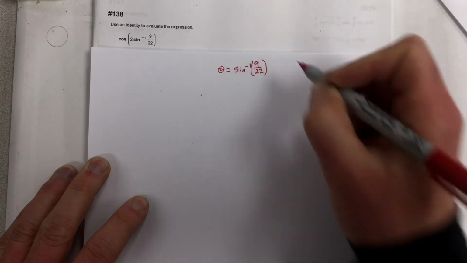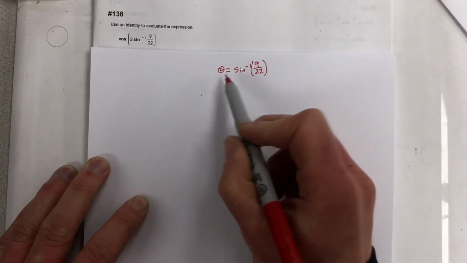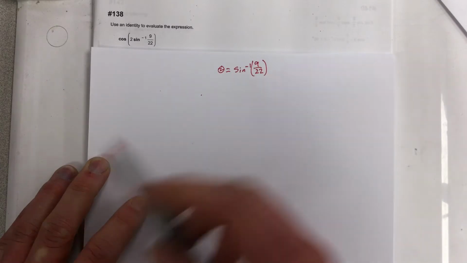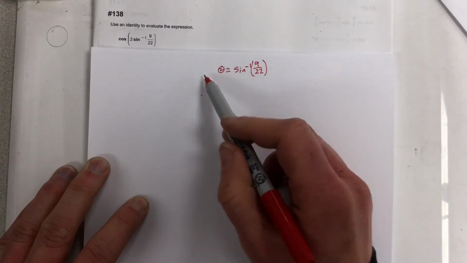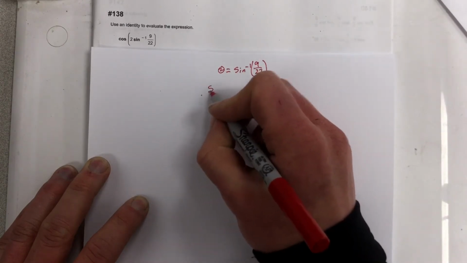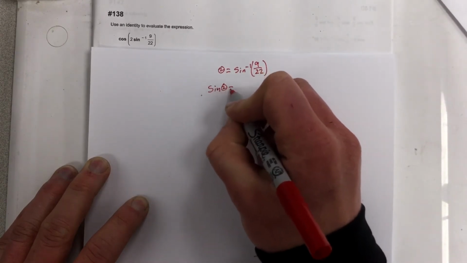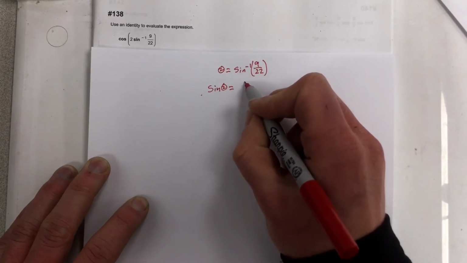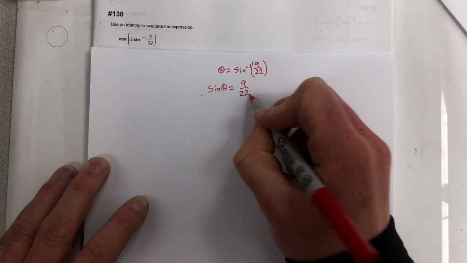Except this time, I'm going to rearrange this so that I can basically draw a triangle in the first quadrant and then find out what cosine would be. So I'm going to take the sine of each side here, and if I take the sine of each side, sine cancels sine inverse, so I end up with just sine theta equals 9/22.